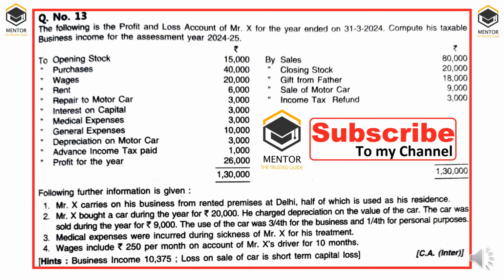Mr. X bought a car during the year for 20,000. He charged depreciation on the value of the car. The car was sold during the year for 9,000. The use of the car was 3/4 for the business, 1/4 for the personal purpose. We'll see medical expenses were incurred during the sickness of Mr. X for his treatment. Personal expenditure, wages include 250 per month on account of Mr. X's driver for 10 months. So we will see half of the expenditure, how to divide regarding the car.